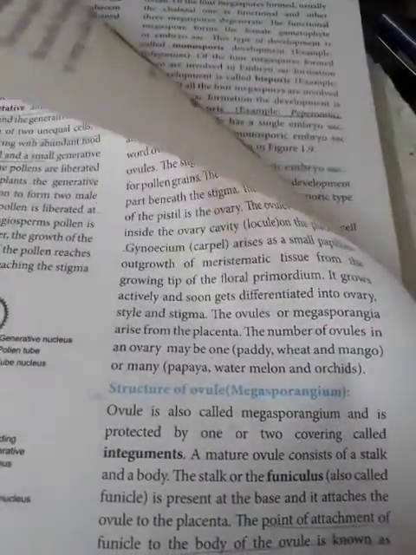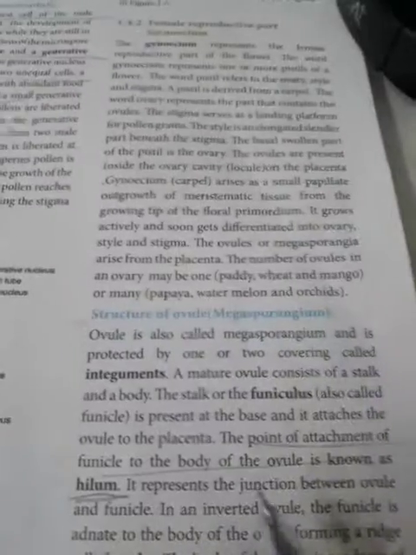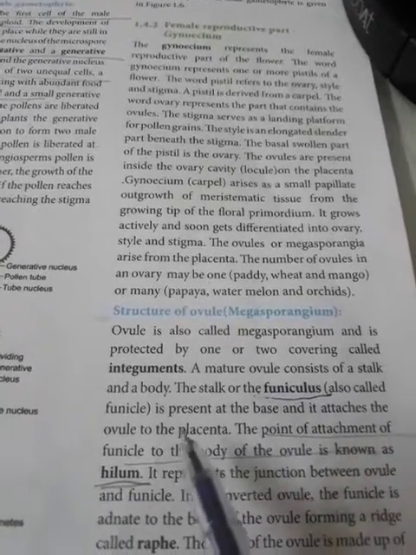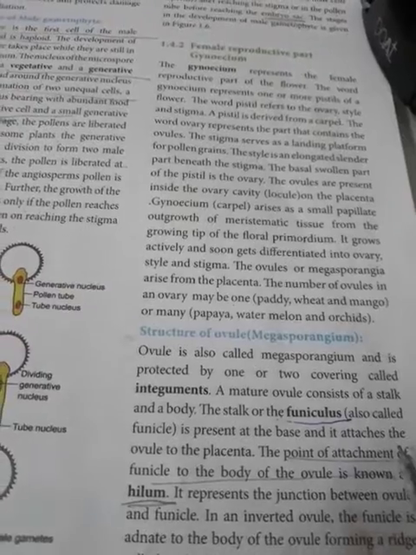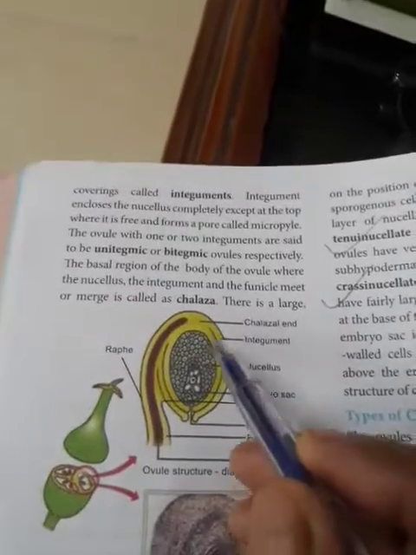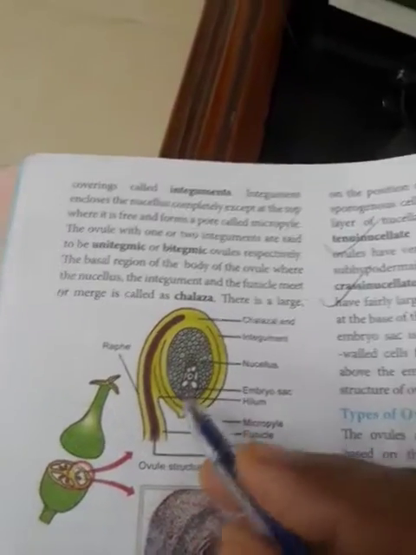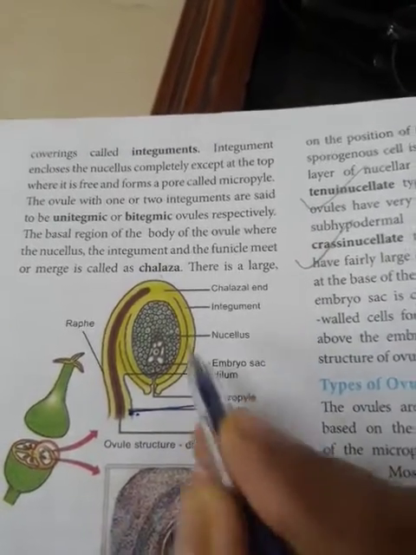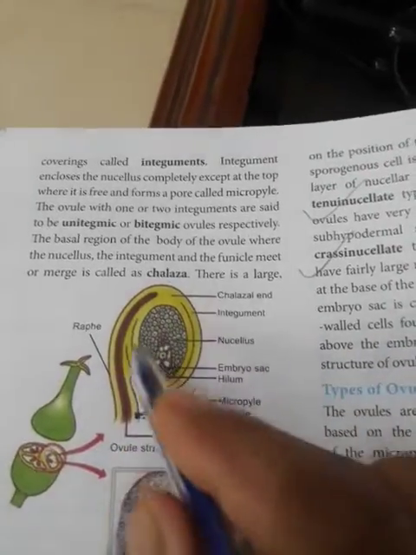The first part is called the stalk, or the funicle. Underline that one: funicle, and the singular form is called funiculus. It is present at the base and attaches to the body of the ovule. Coming to the diagram, we can see this is the structure of the ovule, this is the stalk, the funicle, and this is the body of the ovule.